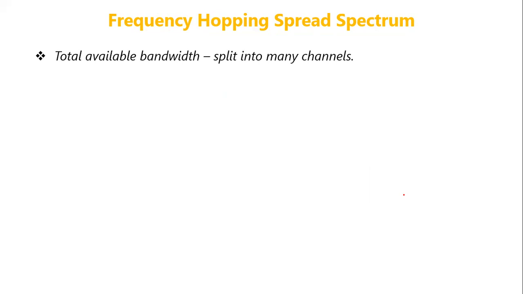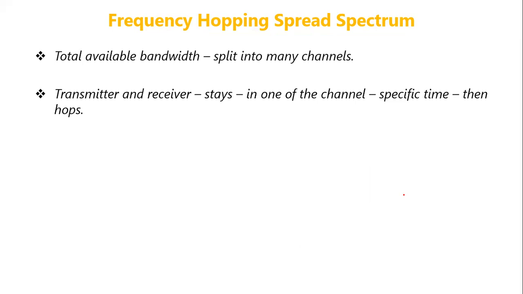With frequency hopping spread spectrum, the total available bandwidth will be split into many channels, and the transmitter and the receiver will stay in one of the channels for a specific time, and then they hop, in the sense they move into some other channel, then they will move into some other channel.